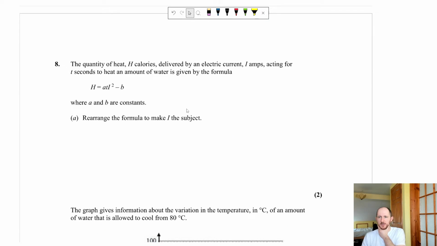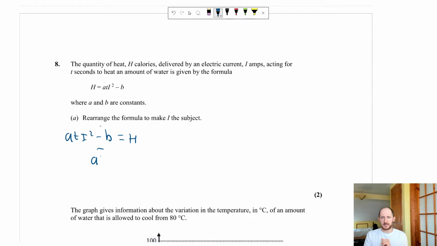A rearranging question. Cool. The quantity of heat delivered by an electric current is given by this. Rearrange to make I the subject. Well, again, I like to get rid of the stuff that's not attached first. If I want I by itself, the first thing I might actually do is rewrite the expression like this, because I like to have I equals. So the first thing I do is get rid of anything that's not attached. So that minus b is not attached to the I, so to speak.